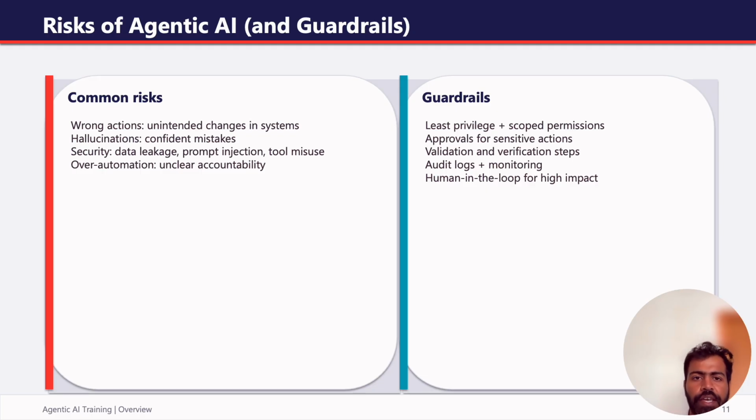Risks of agentic AI. With agents, capability increases, but so does risk. A wrong action can create a real incident because agents can touch real systems. Security risk increases because malicious inputs can try to manipulate the agents, and over-automation can remove human accountability. So, we design guardrails: least privilege, approvals, validation, logging, monitoring, and human in the loop.